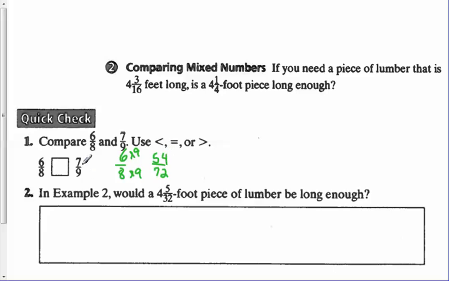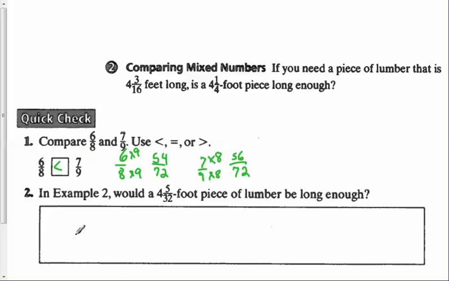And then for my 7/9, I have to multiply 9 times 8, and I get 72. So I do the same thing, multiplying 7 times 8, and I get 56. So looking at my two fractions, 54 over 72 and 56 over 72, looking at just the numerator now since I have common denominators, 54 is less than 56. So 6/8 is less than 7/9.